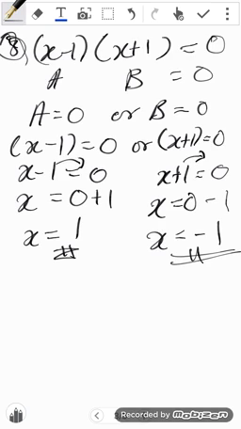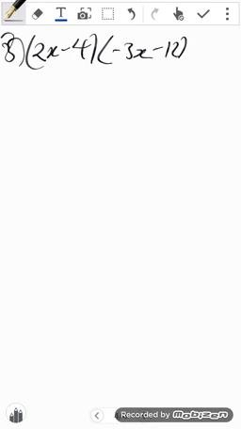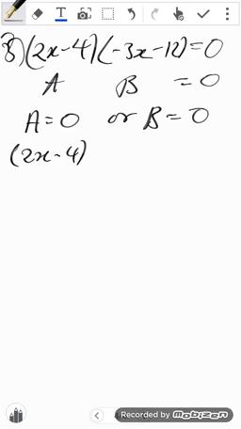Question number 4, if you look from the group, it is given that the first bracket has 2x minus 4, then the second one has negative 3x minus 12, close, is equal to 0. So you do the same thing, identify the number of brackets. So bracket A, bracket B is equal to 0. So bracket A is equal to 0, or bracket B is equal to 0. Bracket A is having the elements 2x minus 4 being equal to 0. And bracket B is having the elements negative 3x minus 12 is equal to 0.